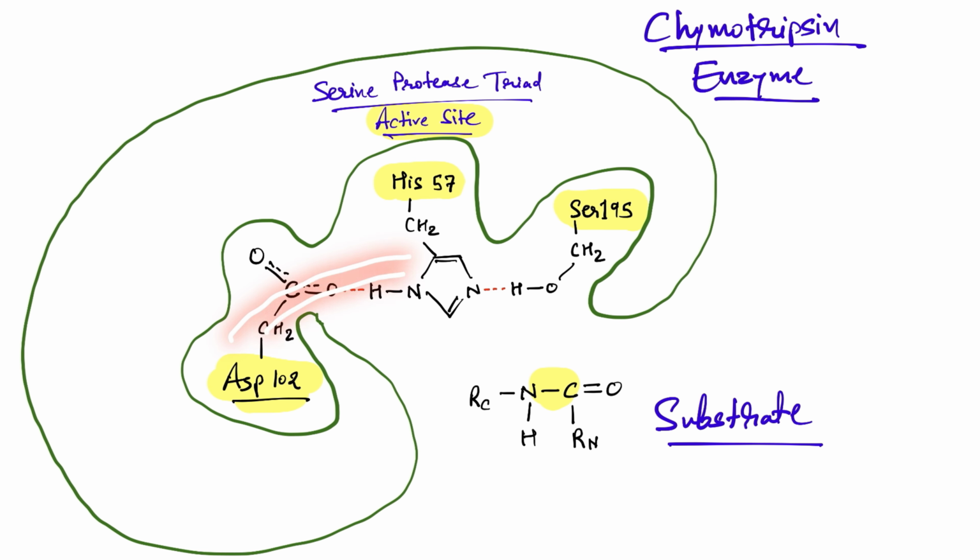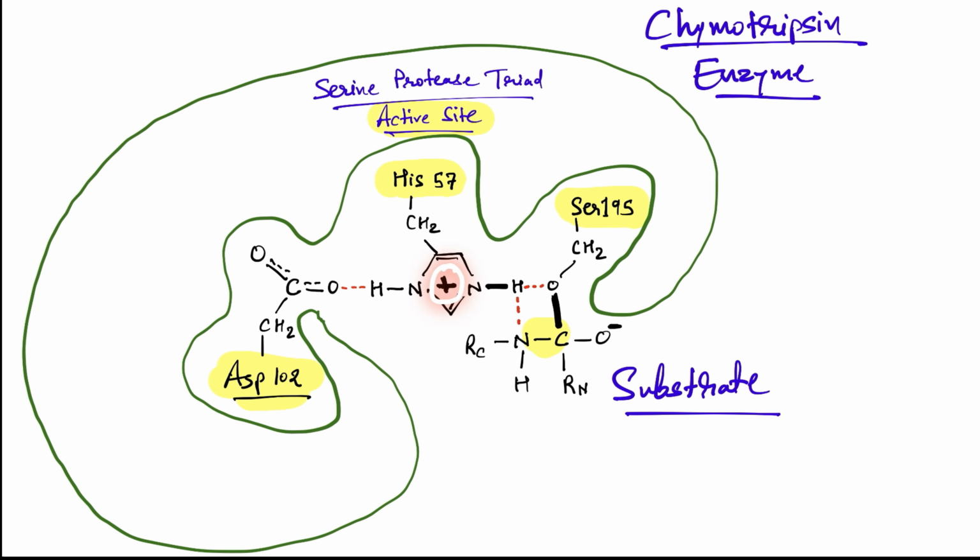Aspartate 102 pulls electron density towards histidine 57. So what happens? Histidine now removes the proton from the OH group of serine 195. As soon as serine loses its proton, oxygen becomes O minus, a powerful nucleophile. Nucleophile means it has a pair of electrons which is ready to give to another. So serine is activated and ready to attack the substrate.